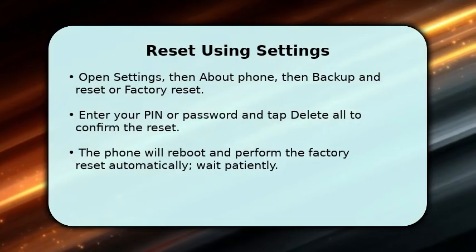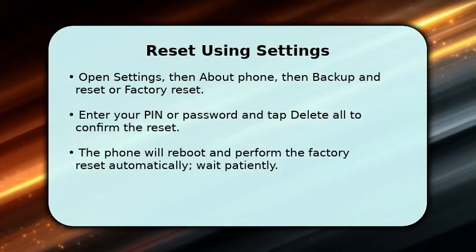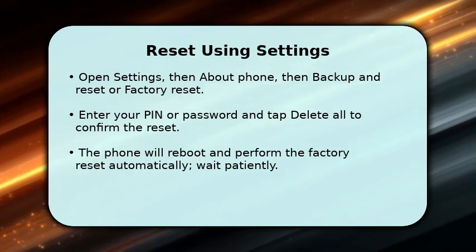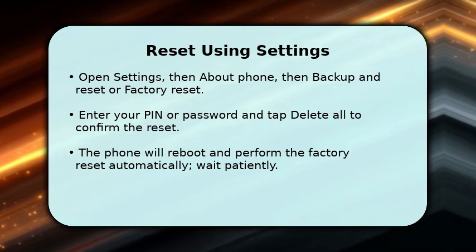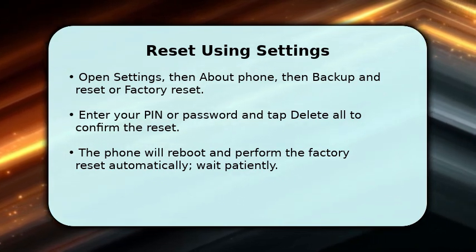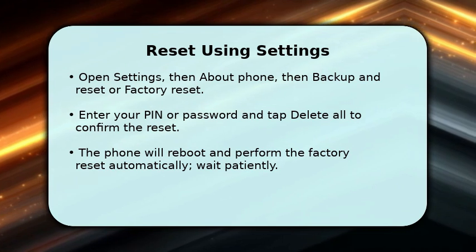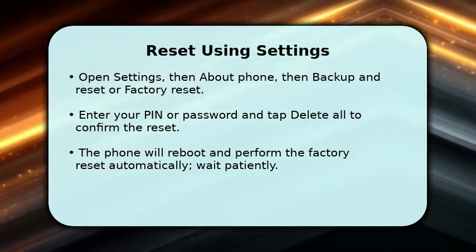Open settings from the app drawer or swipe down and tap the gear icon. Scroll to About Phone and then tap Backup and Reset or Factory Reset. Choose Erase All Data, Factory Reset, and read the warning about data loss. Tap Reset Phone, enter your PIN or password, and tap Delete All.